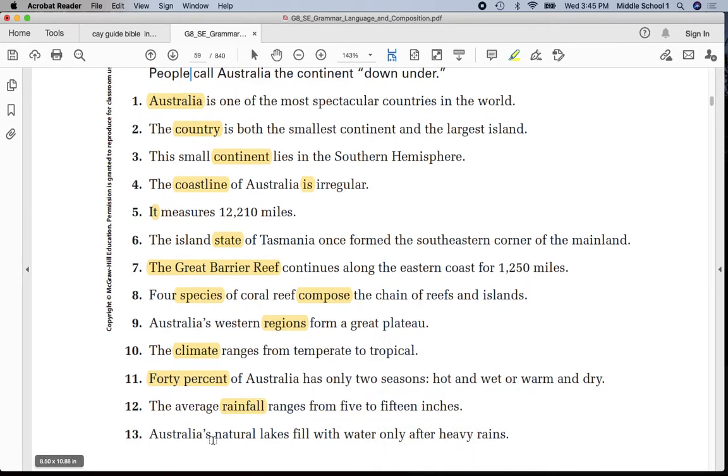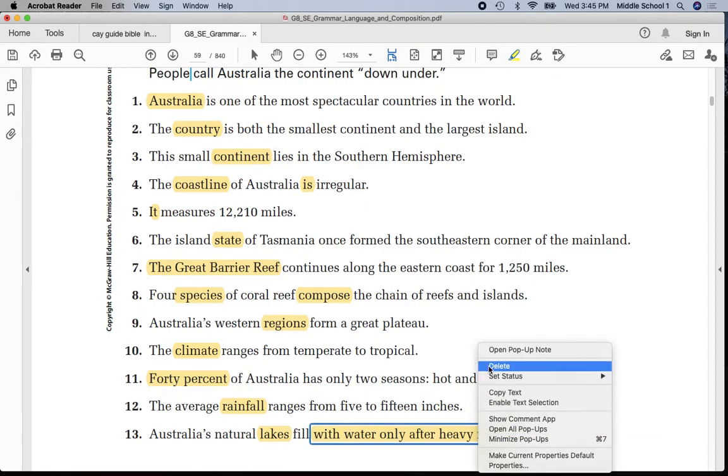And lastly, number 13, Australia's natural lakes fill with water only after heavy rains. What is the sentence talking about? Lakes. What do lakes do? Lakes fill. The line goes in between lakes and fill. And once again, I notice that I'm ending with prepositional phrases, which takes away about half of the length of the sentence.